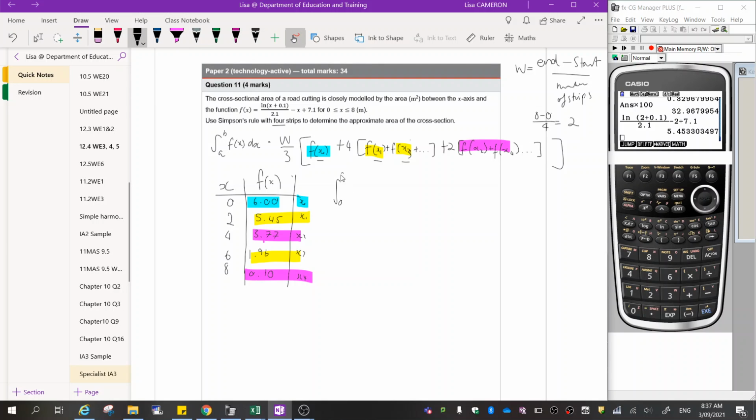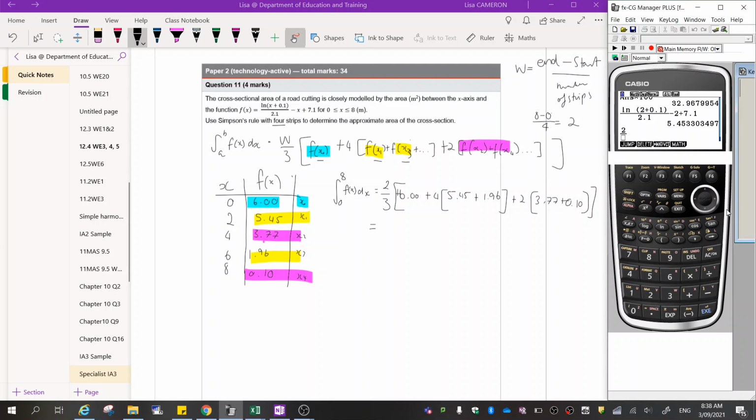So the integral between 0 and 8 for our function, I'm not writing that again, mainly because it's really hard to make things look neat with this stupid sketch pad. Now, we've already done this part, so we know that w is equal to 2. So it'll be 2 over 3 times bracket, our original term, which is 6.00, plus 4 times bracket 5.45 plus 1.96, close bracket, plus 2 times the even terms, 3.77 plus 0.10, close the bracket, and then we just chuck this straight into our calculator.